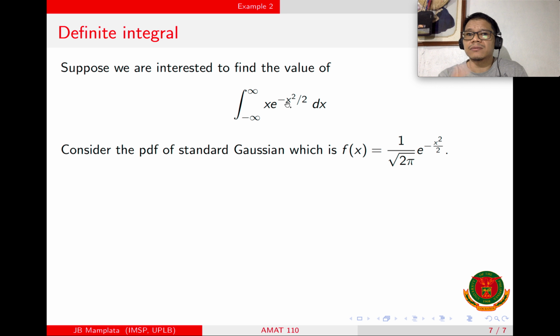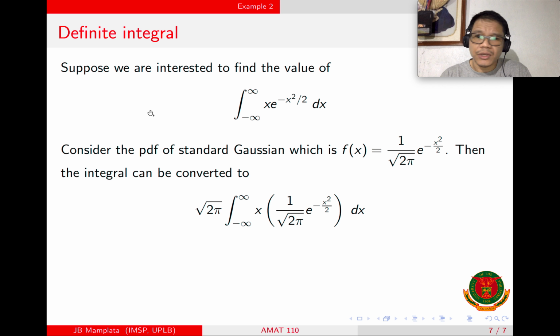we need to multiply 1 over square root of 2 pi inside the integral. Since we know 1 over square root of 2 pi is a constant, you also multiply square root of 2 pi outside. So, the value of the definite integral does not change. Okay? So, that is the idea we will use. Then, our definite integral can now be converted to this one. Okay? Take note, this integral is also equal to the original problem.